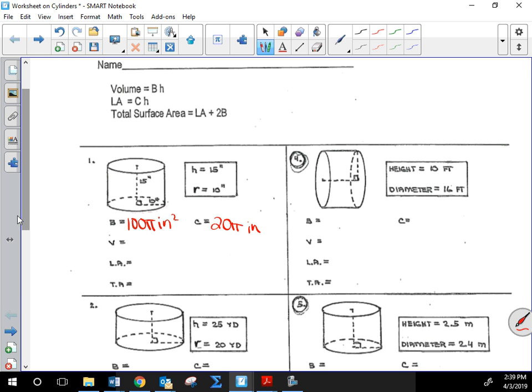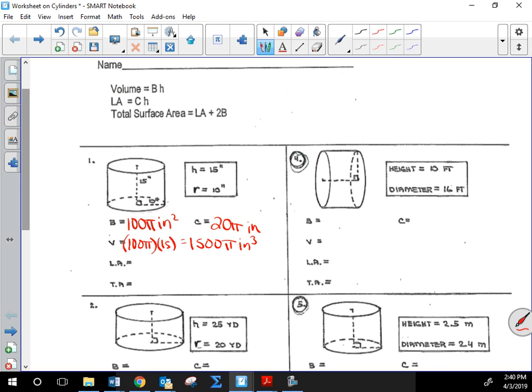Okay, so volume is again area of our base times height. So our area of the base is 100 pi. And our height is 15. So what's our volume? 1,500 pi inches cubed.